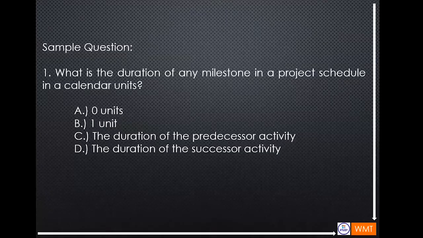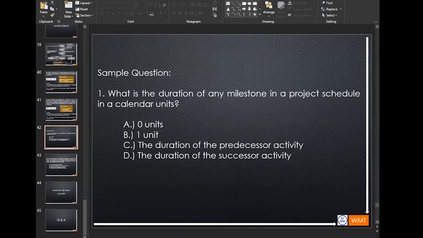So sample question number 1. What is the duration of any milestone in a project schedule in calendar units? A, 0 units. B, 1 unit. C, the duration of the predecessor activity. Or D, the duration of the successor activity. So Sir Kelvin answered D.